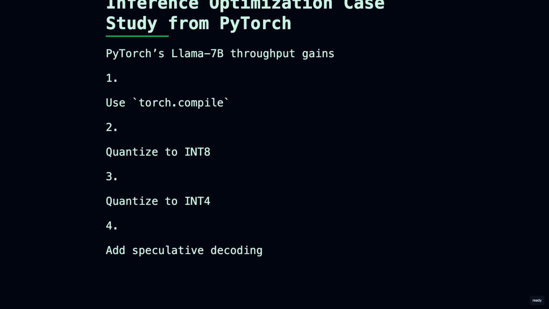Speculative decoding speeds up generation by proposing multiple tokens ahead and validating them efficiently. This is a useful reminder that inference optimization is not only about kernels and quantization. Algorithmic tricks matter too.